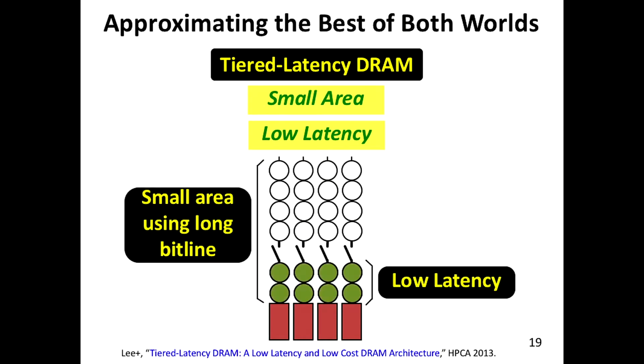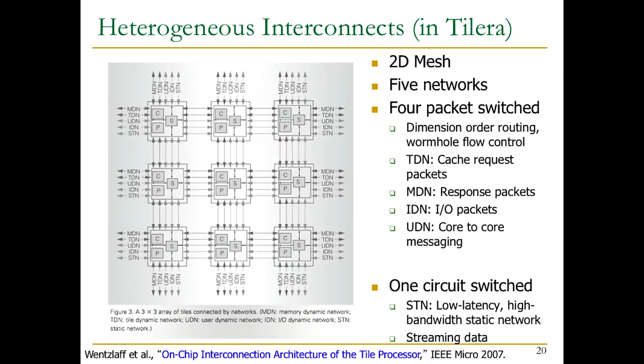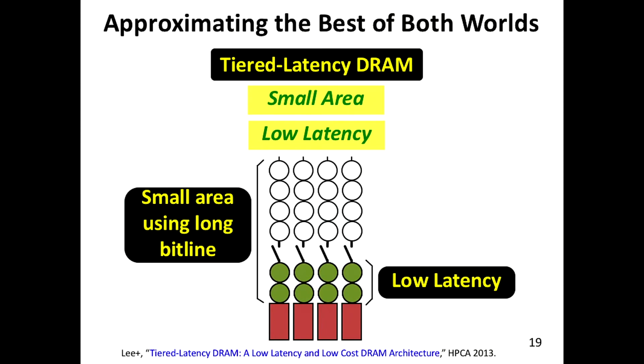You get small area using long bit lines, and there's a portion that's low latency, and there's a portion that's actually high latency and high power. Now we can optimize, right? Before, we didn't have an optimization choice. Now we can decide what to put over here, what to put over here. We can decide when to enable this, when to not enable this. We could even go further, right?